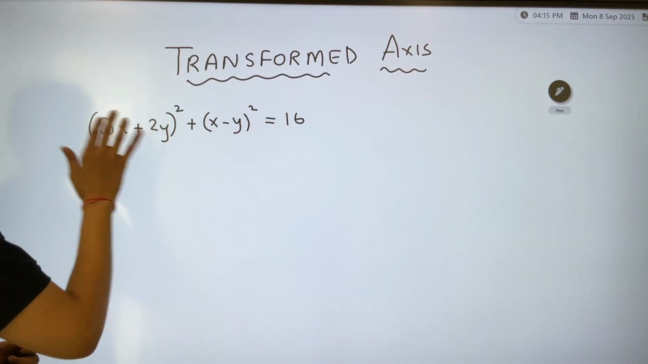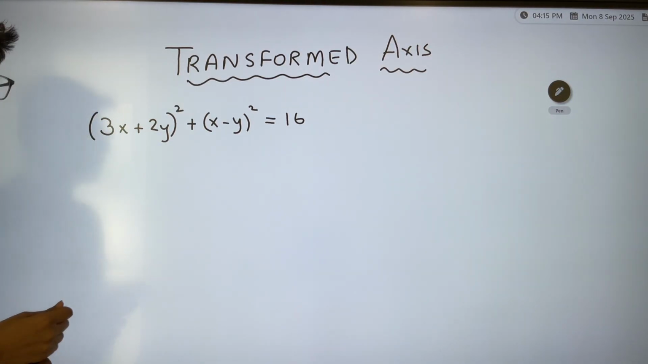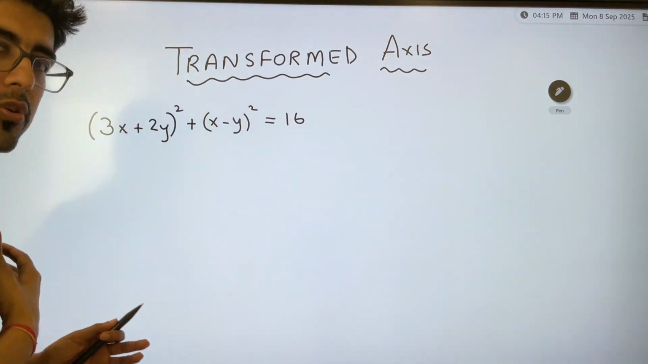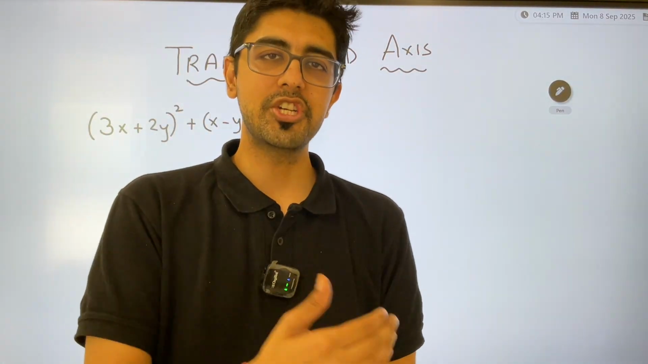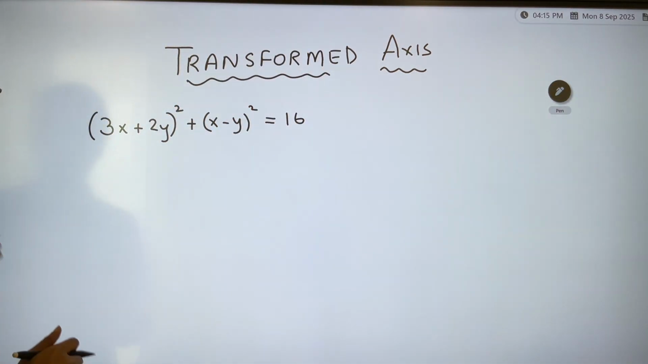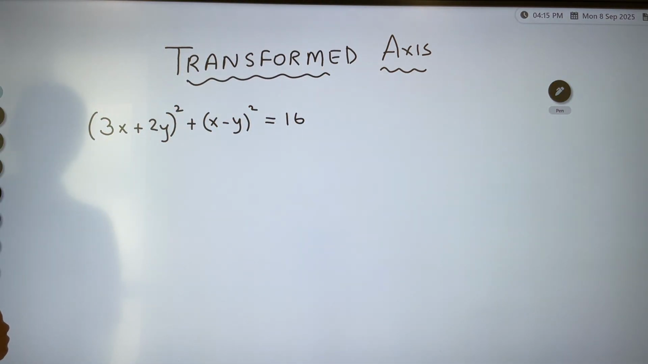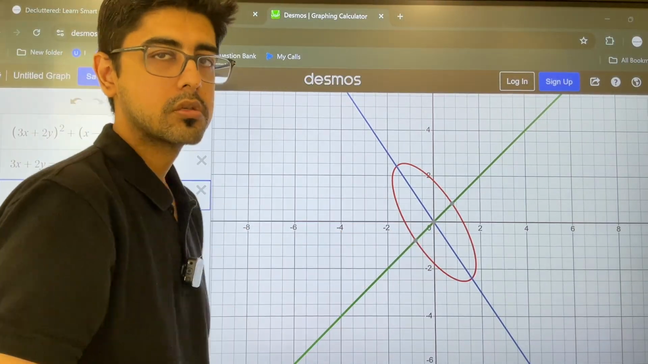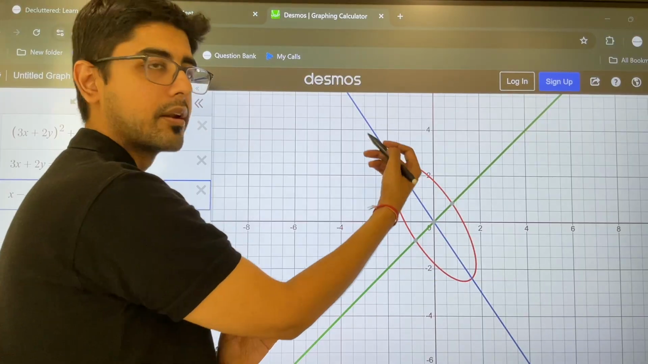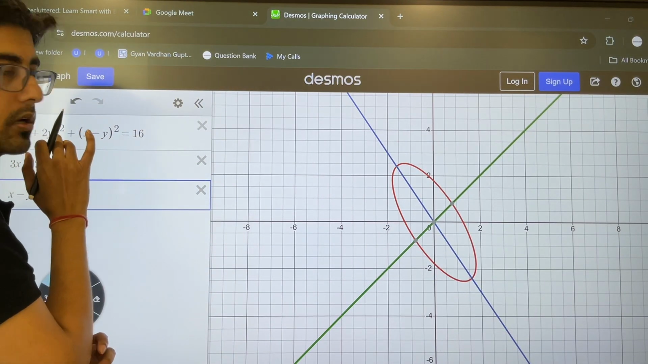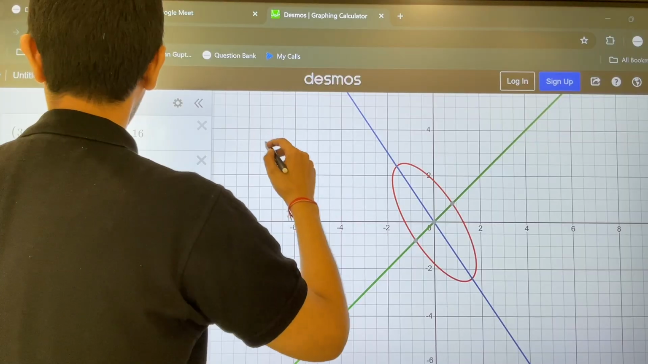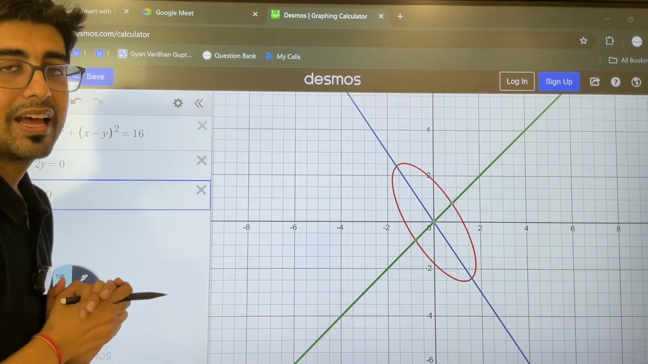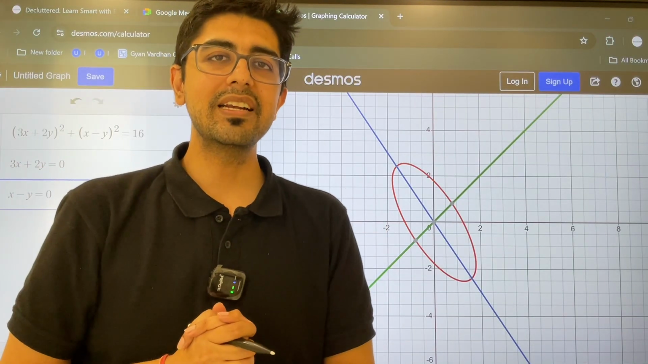Let's look at this simple question, which is (3x plus 2y) whole square plus (x minus y) whole square is equal to 16. And what we have to do is find the area of the shape enclosed in this figure. To make our visualization better, what I have done is I have plotted this graph on Desmos, and as you can see, the red ring is this curve, the 3x plus 2y is this blue line, and the x minus y is this line. So let's first understand criteria 1.